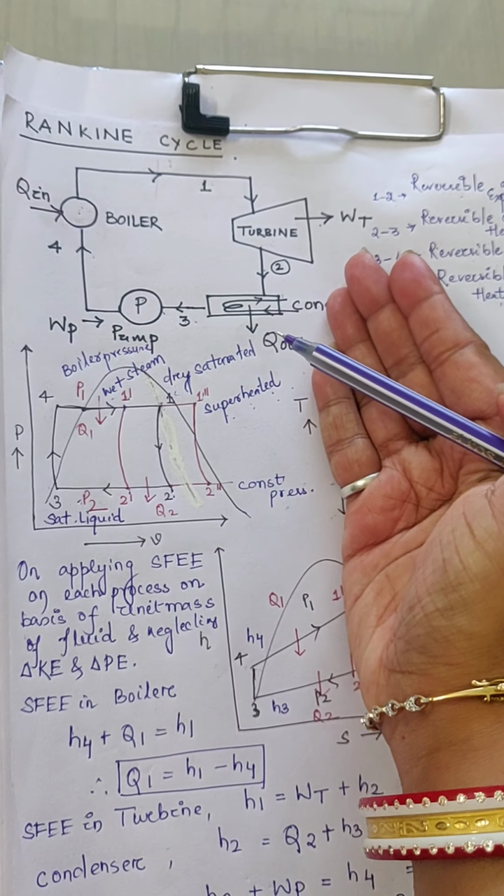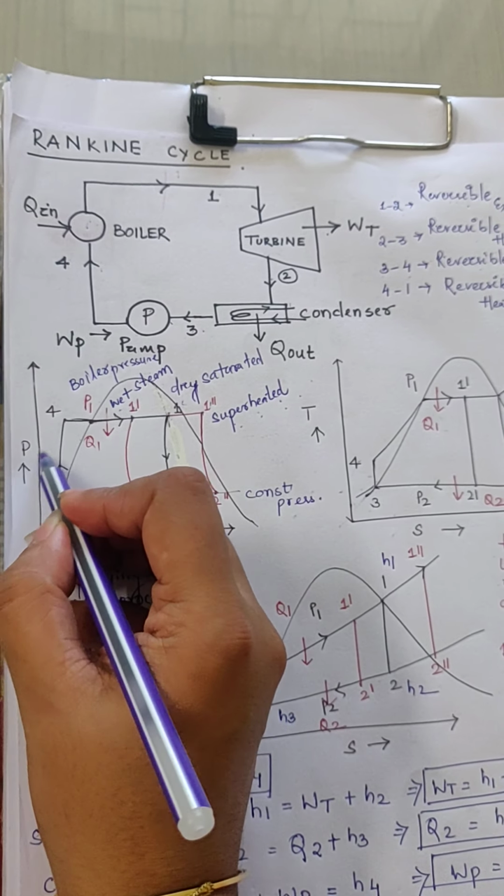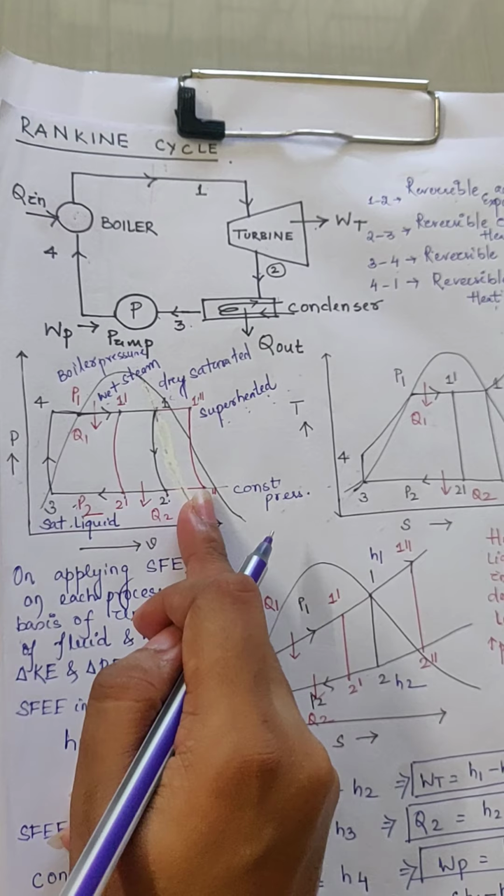This part is the superheated region and this part is the saturated region. This part is the subcooled region, and this one is the saturated liquid line.